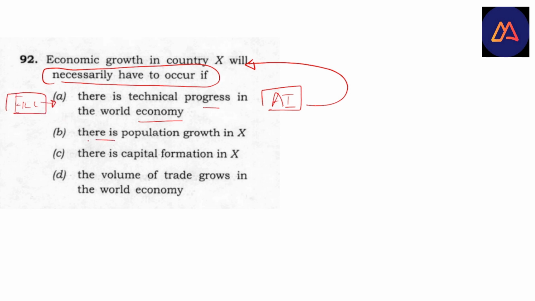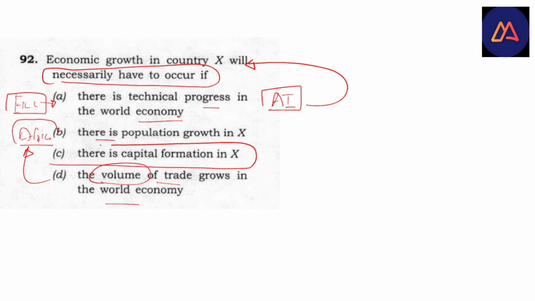No, there is a population growth in X. See, Africa, the continent: in Africa there is a huge increase in population, or in the northern states you will have a huge increase in population. Whether economic development is there? No. Volume of trade grows, whether volume of trade is actually favorable. So volume of trade is growing for China. Whether it is helping Africa? No.